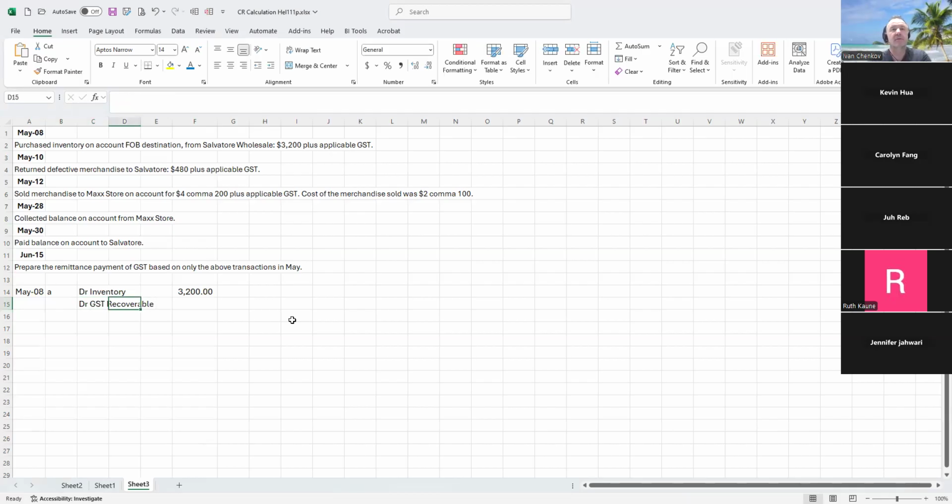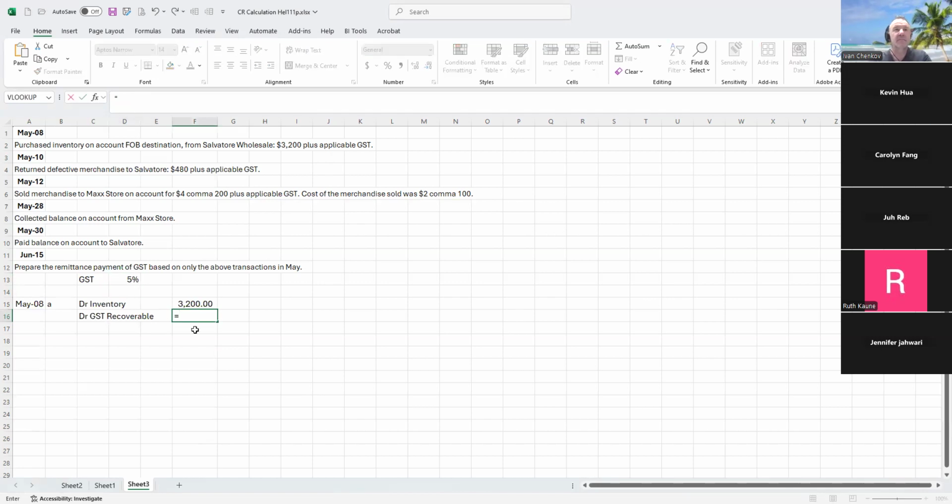Why? Because we're gonna ask the government to pay us this one back. Let me put that GST where it can be easy for me to use all the time. So GST equals 5%. That will be this one times 5%. So I'm done with the debit side.